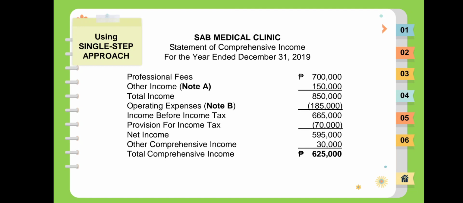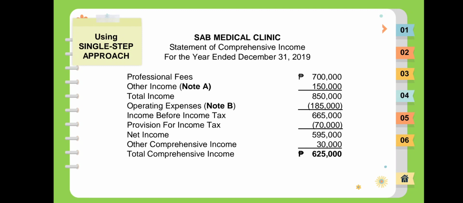So, ano yung tawag sa revenue ng service business? So, we have fees. And since this is a medical clinic, di ba yung nagtatrabaho doon, yung nagpro-provide ng medical services are those doctors, nurses, and they are professional. So, ang tawag sa fee nila or revenue nila ay professional fees. So, ito yung equivalent na amount kanina, 700,000. Napapansin nyo, meron ditong Note A and Note B. Note A for other income and Note B for operating expenses.